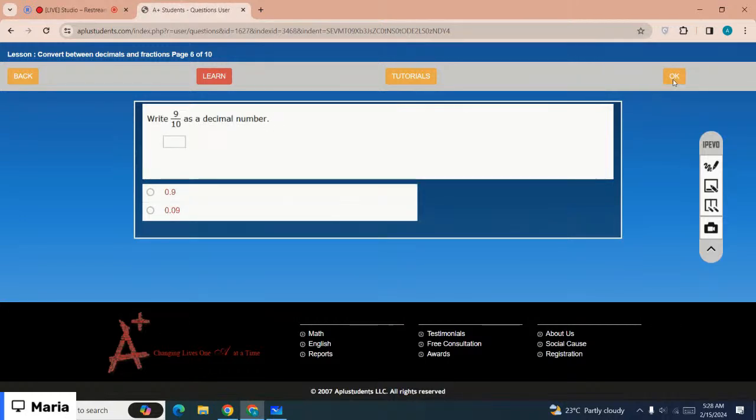Write 9 over 10 as a decimal number. So which is the correct option? How do you write it? The correct option is 0.9. Option number 1 is the correct option, right?